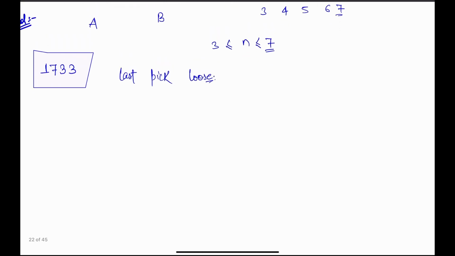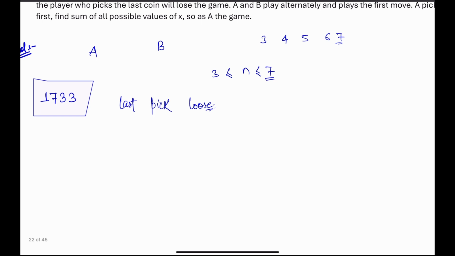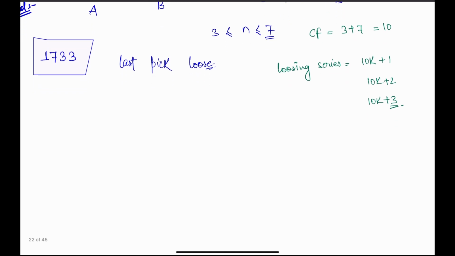Again, the way we will approach this type of question, the controlling factor CF will be 3 plus 7, that is 10. Losing series: as this question is about the last one losing, the losing series will be 10k plus 1, 10k plus 2, 10k plus 3. Okay, so 1733.